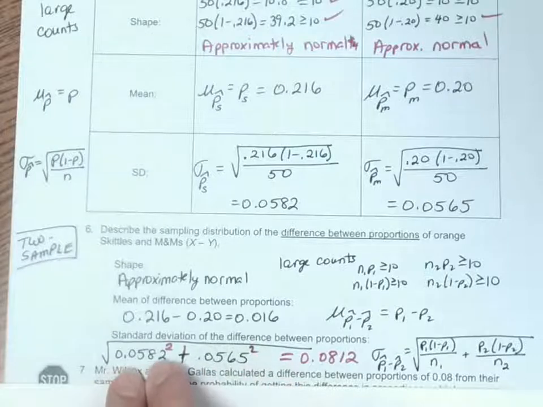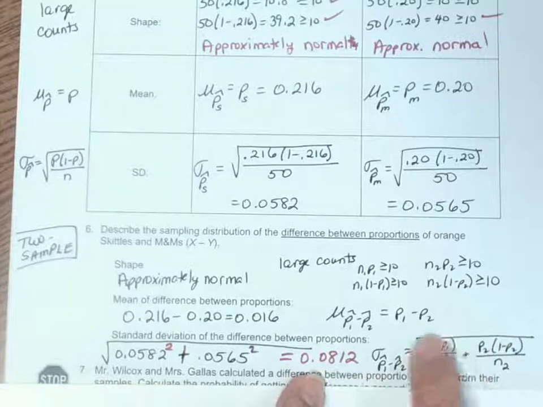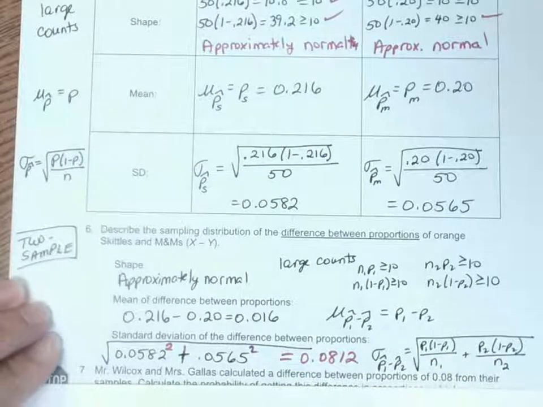So 0.0582 squared, so that's the variance for Skittles, plus the variance for the M&Ms, square rooted, and I get 0.0812. And here's the actual formula. It looks intimidating, but it's not. You just plug in your values there.